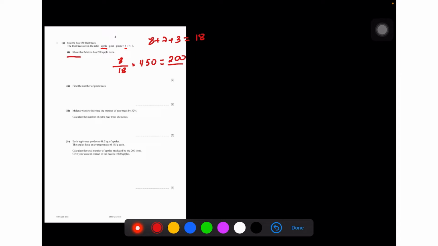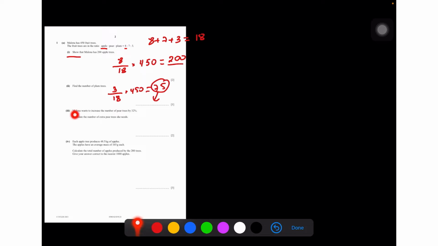We proved this part. And secondly, find the number of plum trees. Again, we should do the same process. We have a total of 18 parts here, and plum is the third one, 3, so 3 out of 18 will be plum. Again we multiply 450 by 3 divided by 18, and this will be 75. And we find this part also.